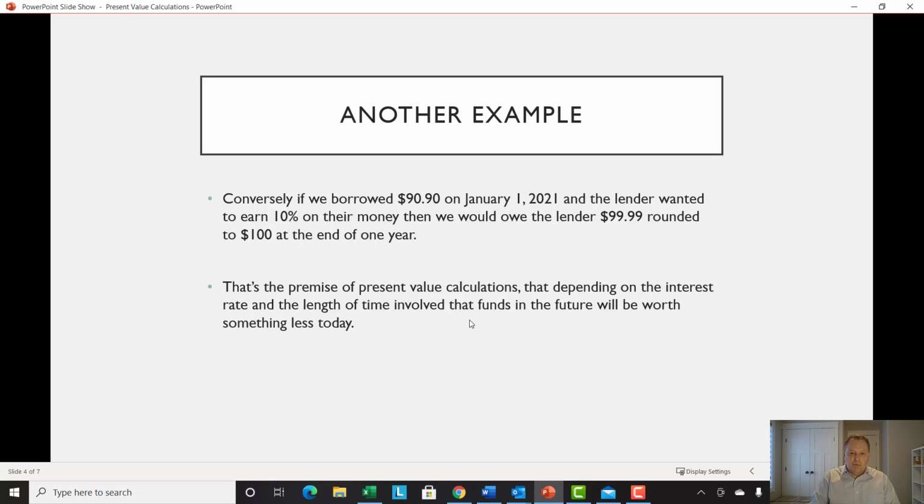Now here's an example where we borrowed the money. Let's say we borrowed $90.90 from someone on January 1, 2021, and the lender wanted to earn 10% on their money. Then we would owe the lender $99.99, rounded to 100, at the end of 1 year. That in itself is the crux of this, the premise of present value calculations: depending on the interest rate and the length of time, whatever funds you have now will be worth more in the future, and whatever funds you have in the future will be worth something less today.